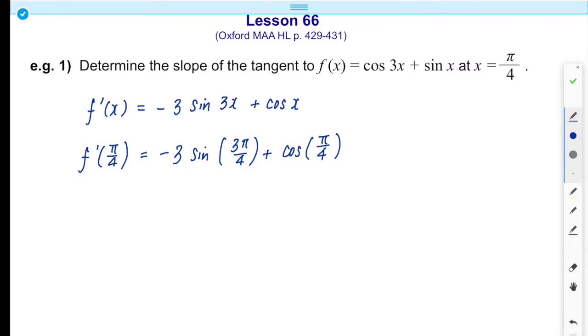The angle 3 pi over 4 is in the second quadrant, so sine of the related angle pi over 4 in the second quadrant is 1 over root 2, positive, or if you prefer, root 2 over 2. Plus cosine of pi over 4 is also 1 over root 2. So here we have negative 3 plus 1, so negative 2 over root 2. If you rationalize the denominator, the 2 cancels, and the answer is negative root 2.